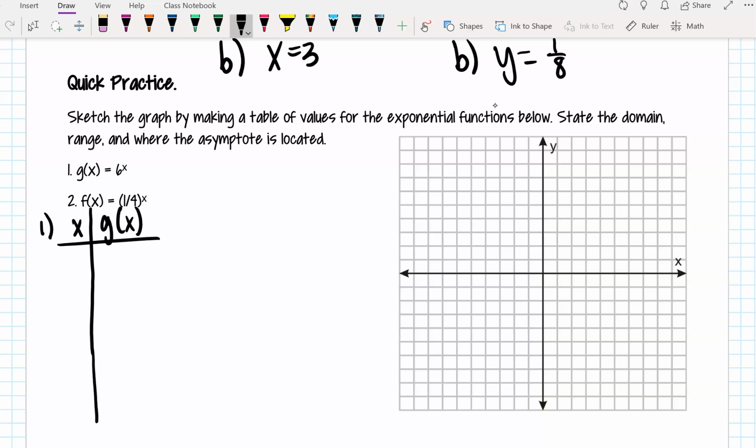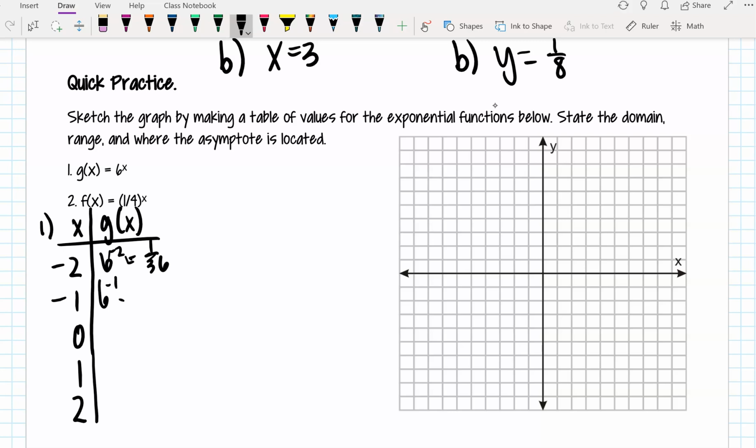So I'm going to just make my t table just like this. And then I like to use -2, -1, 0, 1, and 2. So then when I graph this exponential function, base 6, 6 to the -2 is 1 over 36.